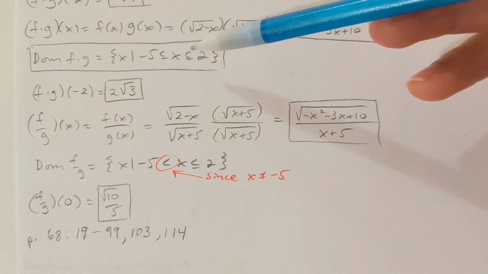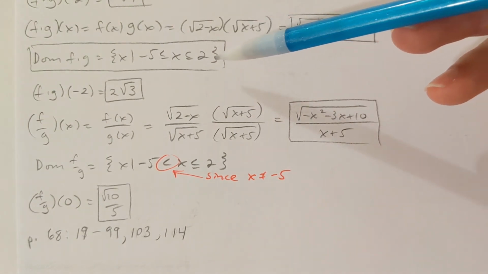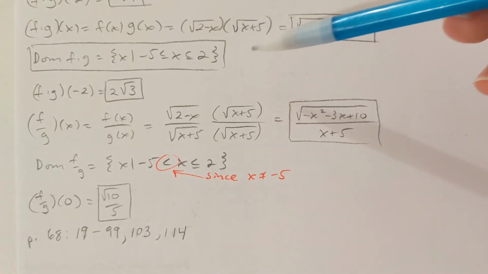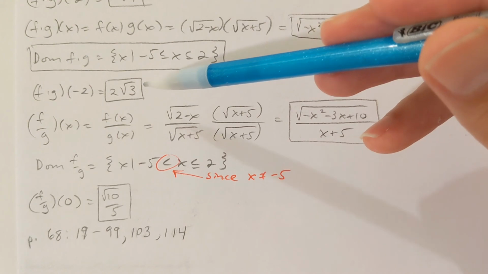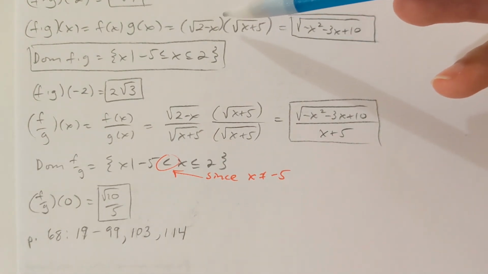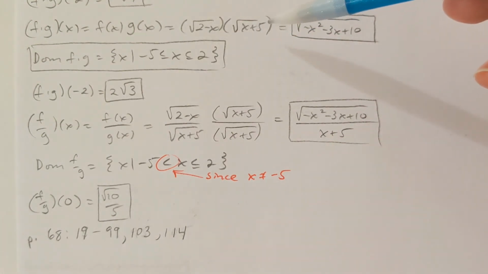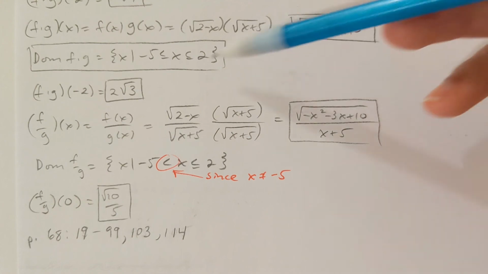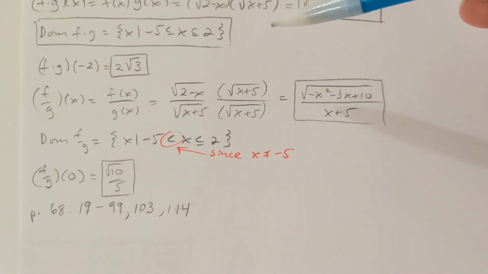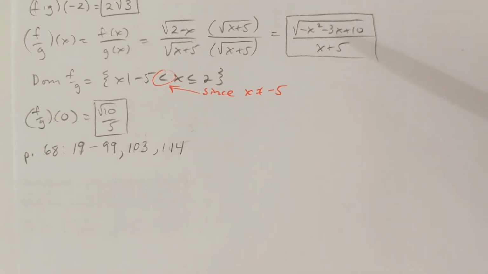The domain of f times g is the set of all x such that x is between negative 5 and 2, including those numbers. And f times g of negative 2, let's see here. I get the square root of 4, which is 2, times square root of 3. 2 times root 3, there's my answer. And I just made that up out of nowhere.